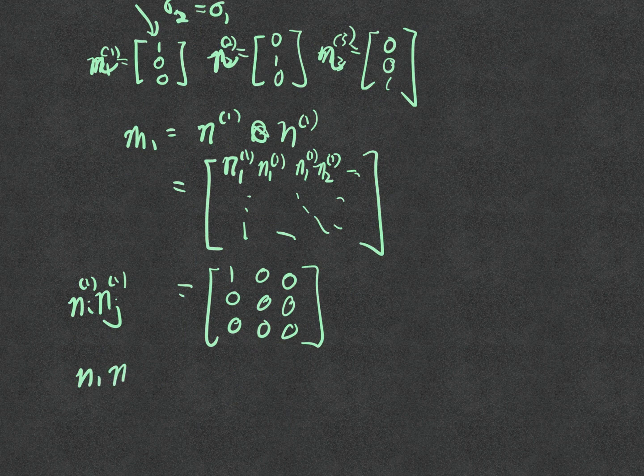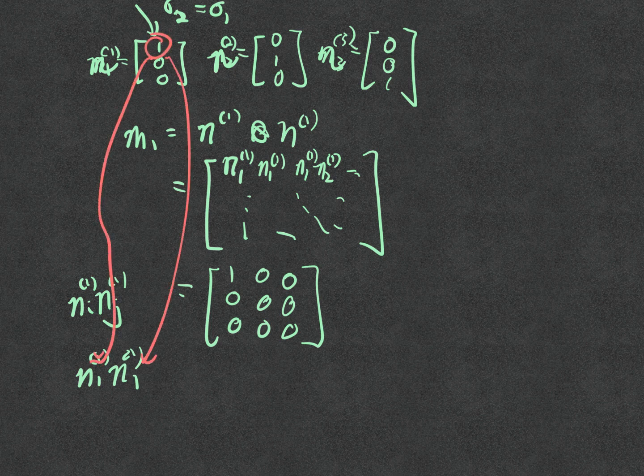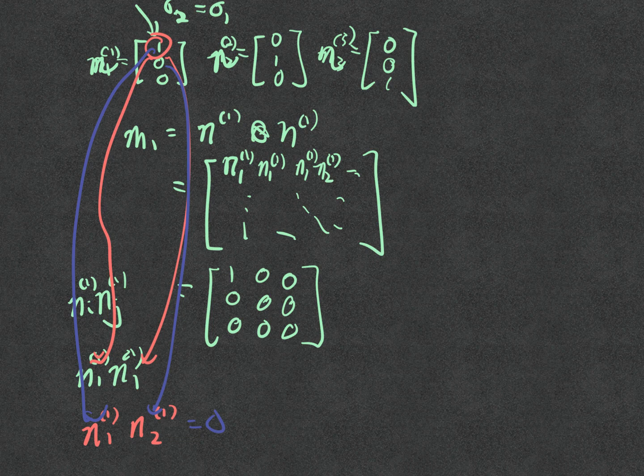N1, N1 would be simply this term times this term. 1 times 1 is equal to 1, right? But N1, N2 would be what? The first term is still here, but the second term is 0, so I get 0, okay? You get what I'm saying?